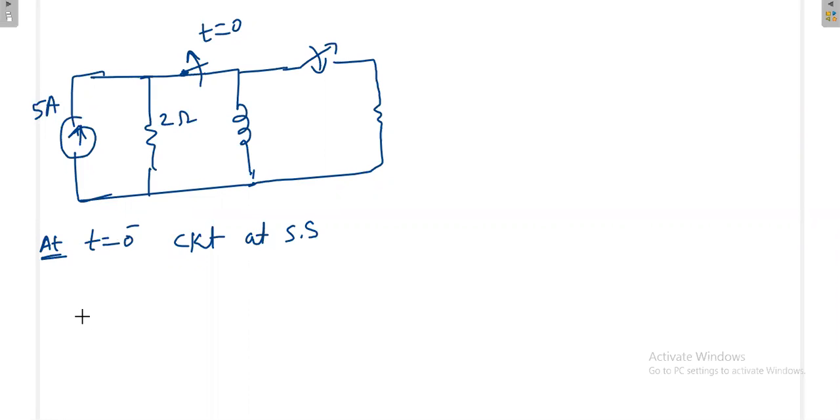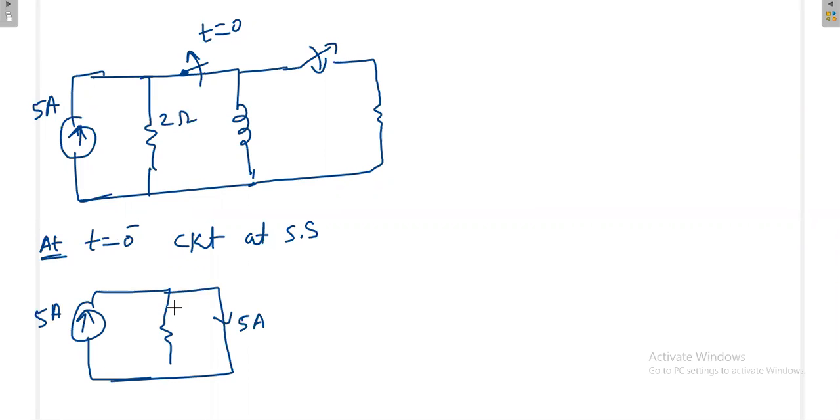Once it is steady state, the circuit behavior is completely like a short circuit. That means the entire 5 ampere will flow like this. Again, you know one concept: the current across the inductor cannot change suddenly. So now you have opened the switch, but the current will try to flow in this direction only, because current cannot change suddenly. 5 ampere means after this also 5 ampere. The current cannot reverse its direction. The inductor is having 5 ampere current.